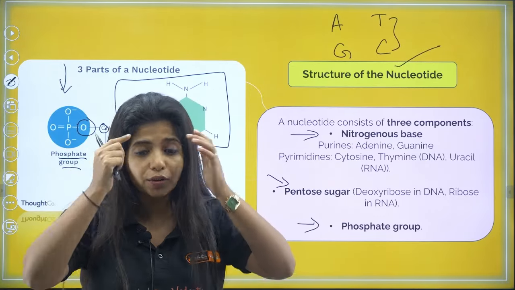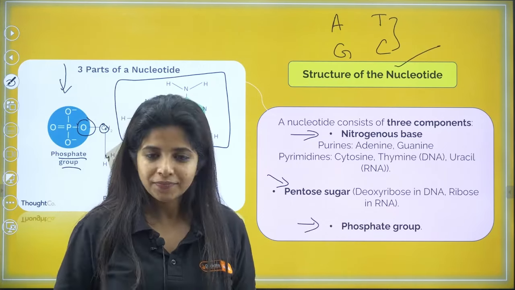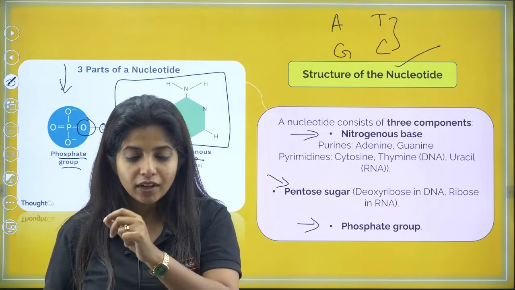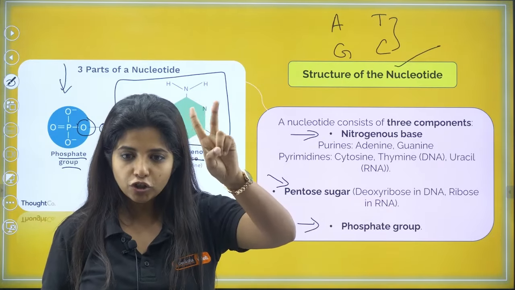We'll come to all of it slowly. I'm just giving you a hint so that you don't feel like, oh my god, what all I am studying. So 3 components are there. What all are there? Can you put it down in the comment section? Or can you write it somewhere? 3 components: pentose sugar, nitrogenous base, and phosphate group.